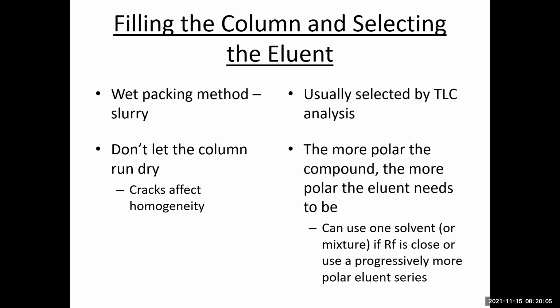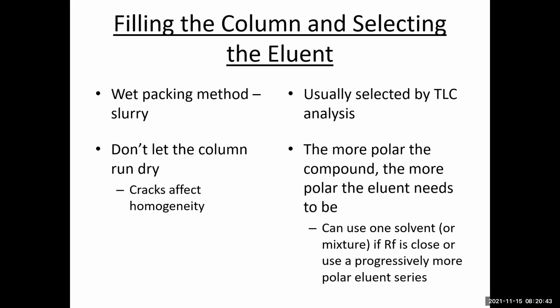We've chosen the size of the column, we've packed it with a silica gel slurry, right? And now we need to know, okay, what solvent or eluent am I going to use, right? Should I use dichloromethane, ethyl acetate, methanol, some sort of mixture of some of those, right? How do we know what to do? Well, usually the eluent is chosen by TLC analysis. So we want to do a TLC. Hopefully we can see some nice separation using that eluent, and then we'll be able to know that that would be a good solvent to use for column chromatography.